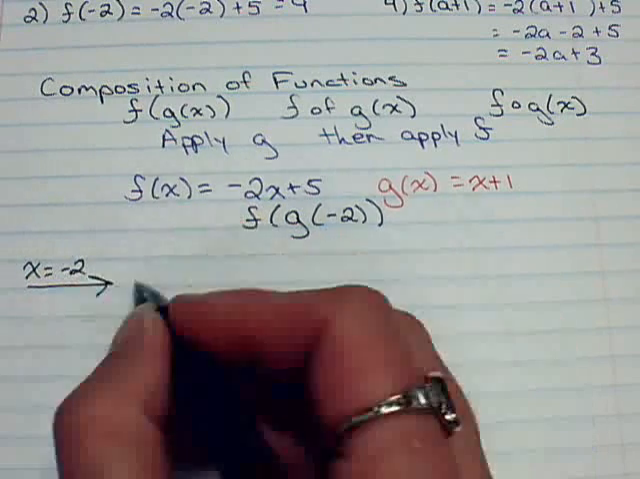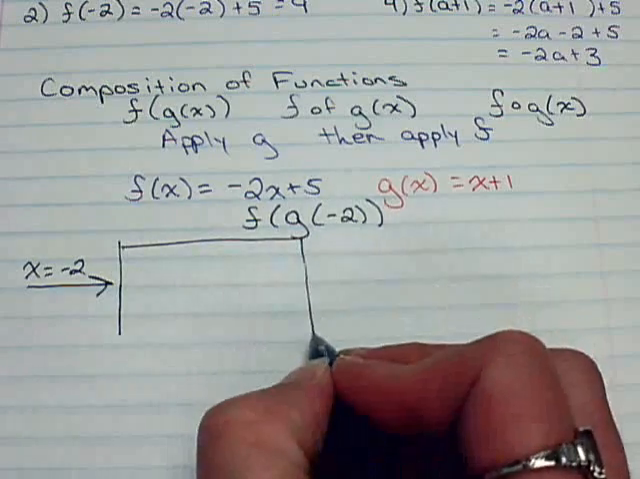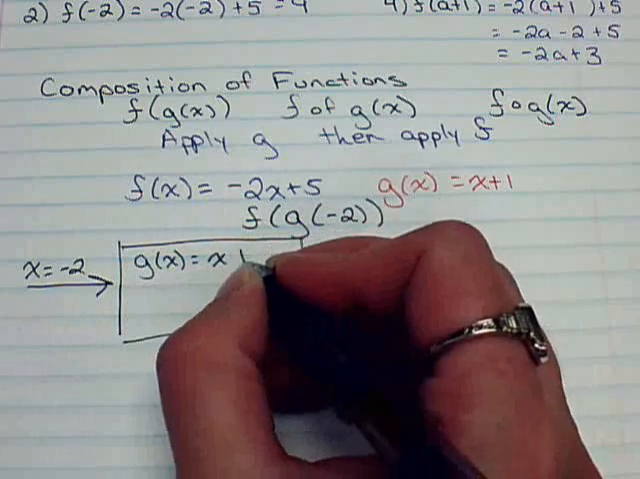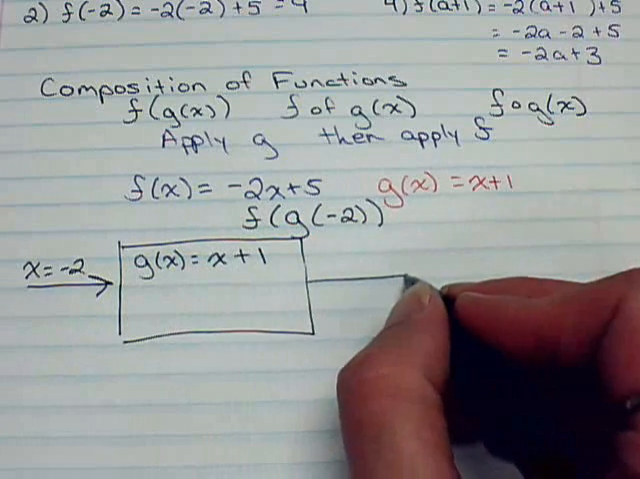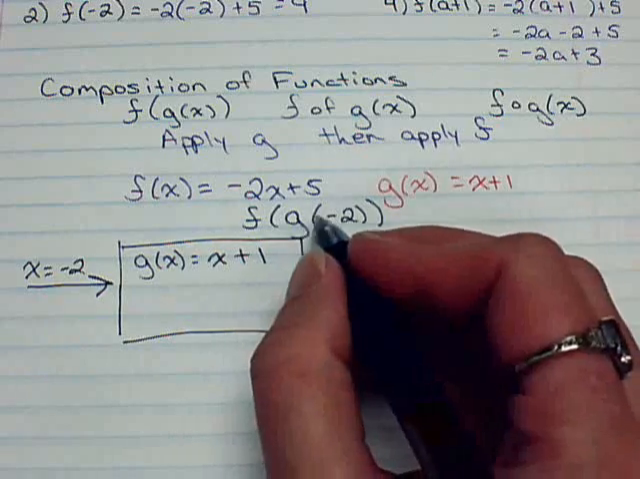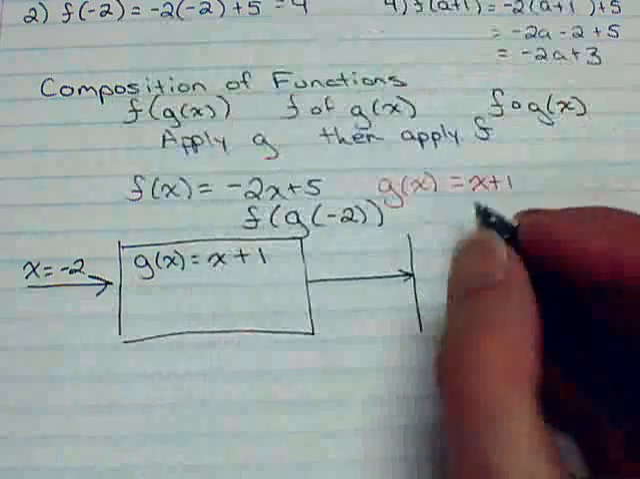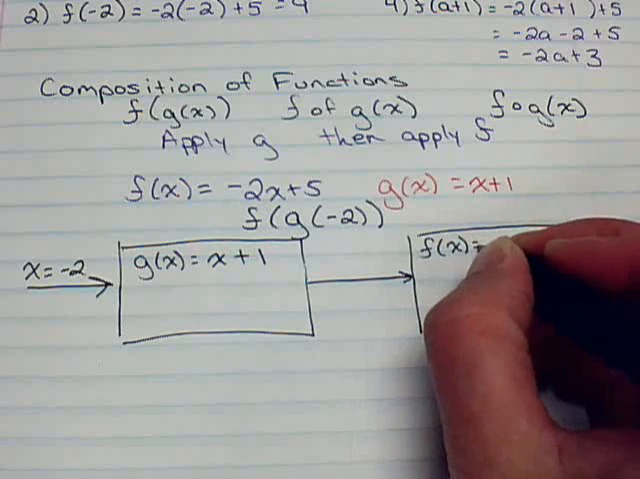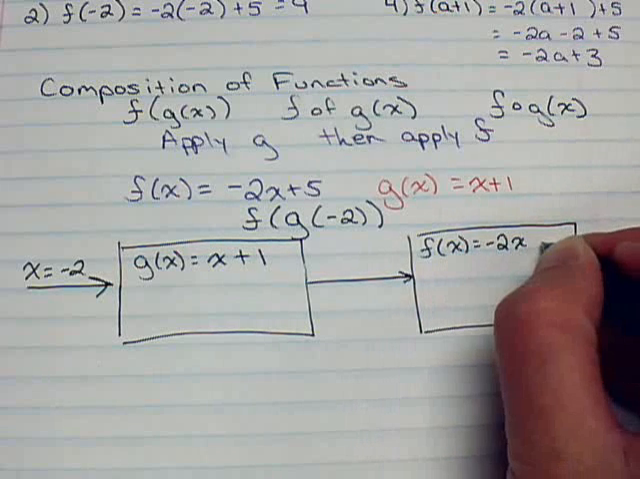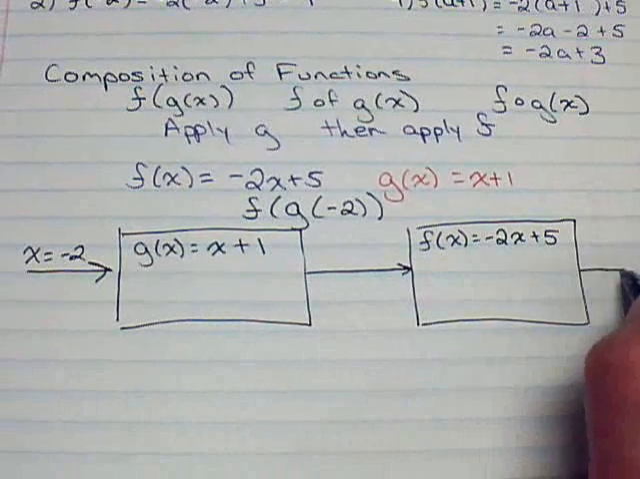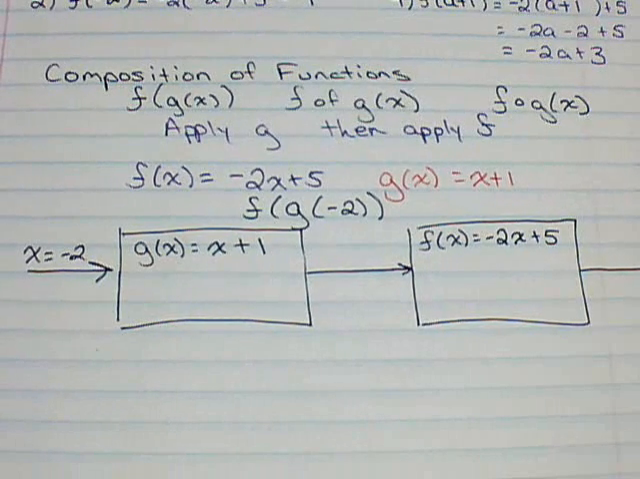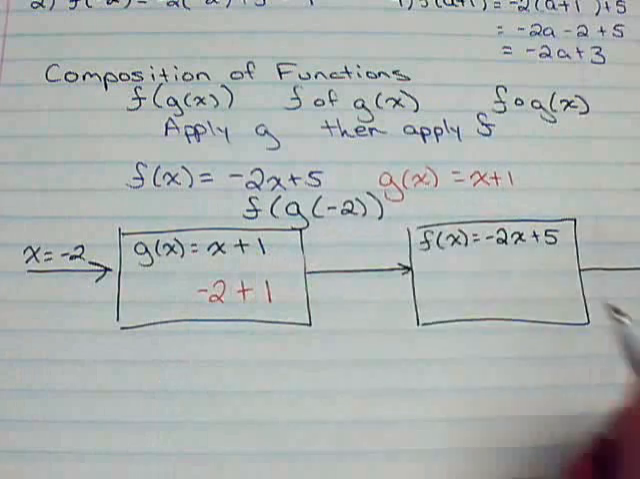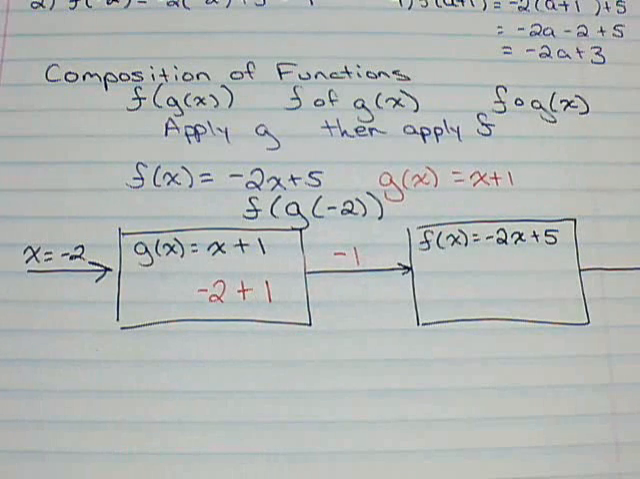Here's the input. The first box it goes through is the rule G. G of x says to take whatever the input is and add 1. And I'm going to get some kind of output. Now, once we go through that machine, we're going to go through f next. Now, f says to take -2 times whatever the input is and add 5 at the end. So let's see what we end up with. When I go through this machine, this one says to take the input and add 1 to it. Well, that one's easy. That gives me -1.